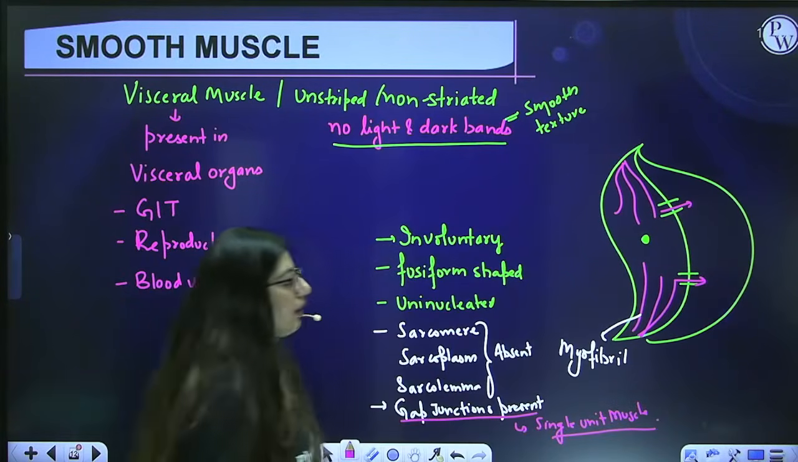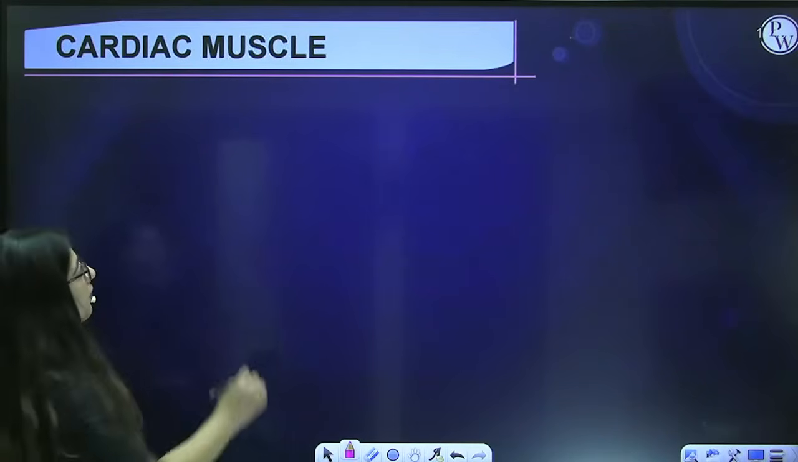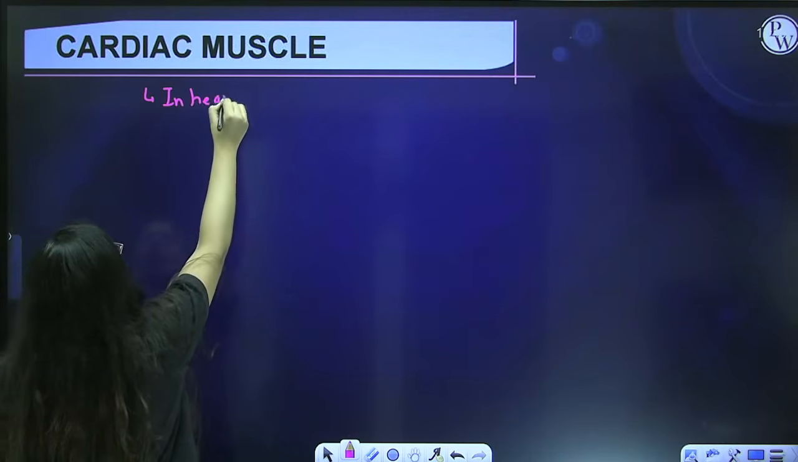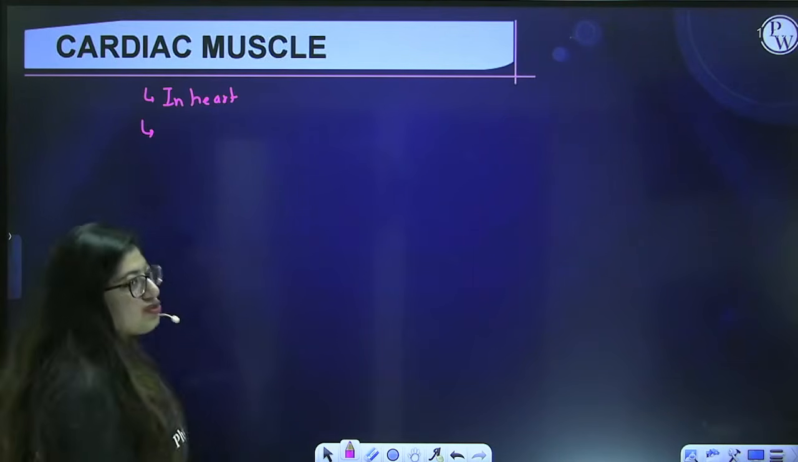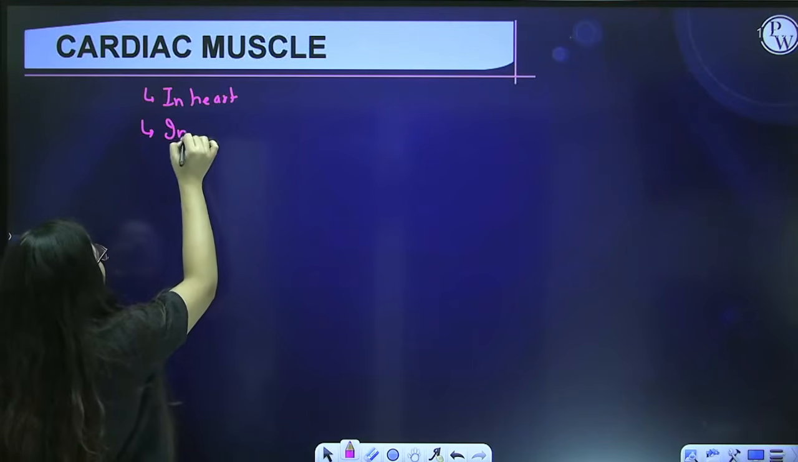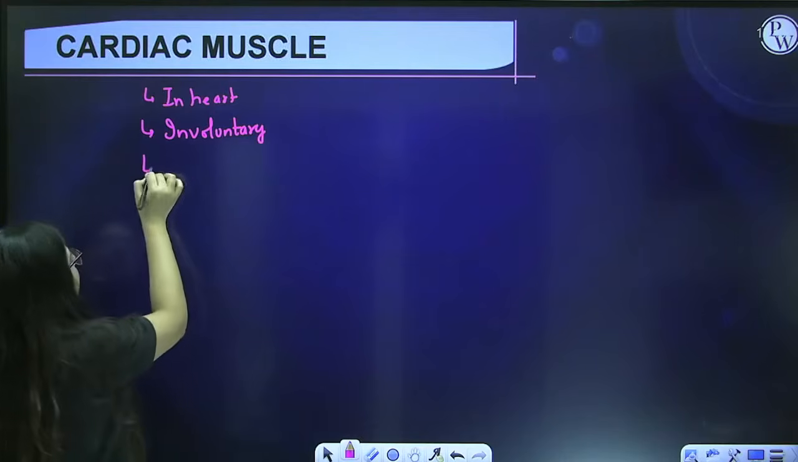Okay, all right. Let's talk about the cardiac muscles, guys. If we talk about the cardiac muscle, it is present in the heart. Is it voluntary or involuntary? Do you have any control on your heart? No. So it is involuntary. That means it is not under your control.